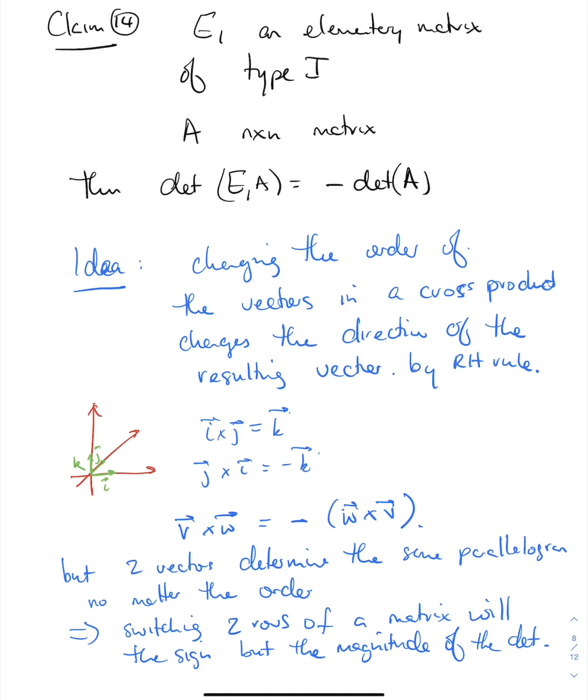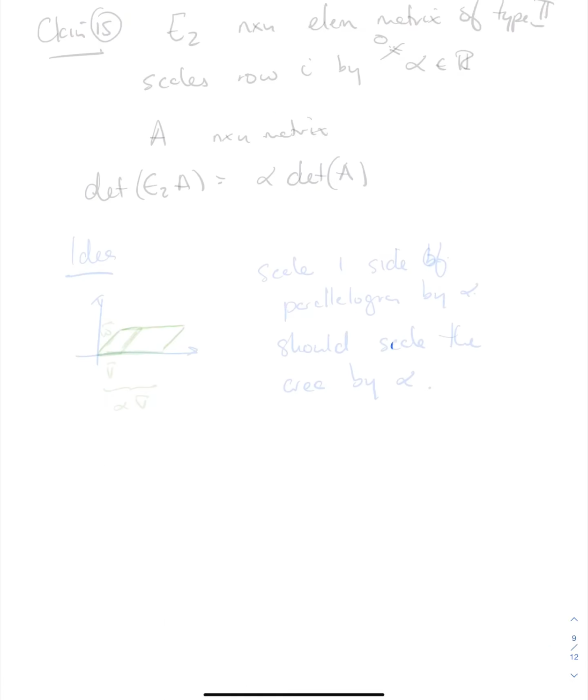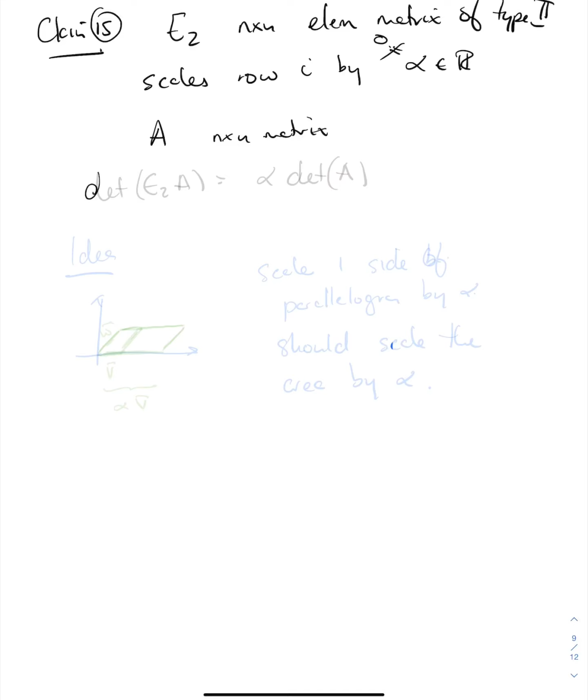Let's revisit type 2 elementary matrices. Recall claim 15. If E2 is an n by n elementary matrix of type 2, that means it scales a row. Let's say it scales row i by some non-zero scalar alpha. If A is, of course, another n by n matrix, we have previously shown that the determinant of E2 times A is equal to alpha times the determinant of A.